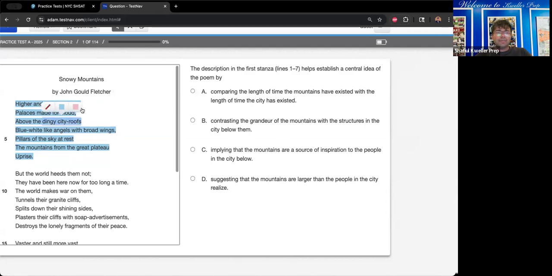Like dingy city roofs talked about here, and then the structures in the city below them. So the structures in the city below them are the dingy city roofs, and then the grandeur of the mountains. The mountains from the Great Plateau is literally that. So we see the contrast right here. And it also says above. Above is a clear indication that they're two separate things. So B would be a good answer. Let's look at the other ones though.